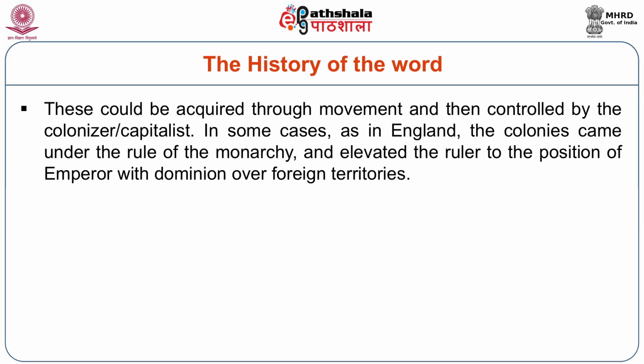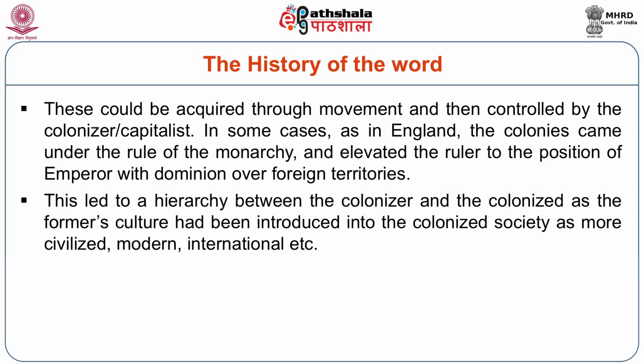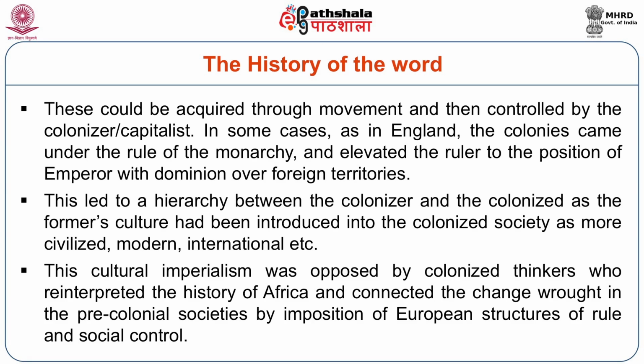In some cases, as in England, the colonies came under the rule of the monarchy and elevated the ruler to a position of the emperor with dominion over foreign territories. This led to a hierarchy between the colonizer and the colonized, as the former's culture had been introduced into the colonies as more civilized, modern, international, etc. This was reinterpreted by the colonized people in Africa, who connected the change wrought in pre-colonial societies by imposition of the European structures of rule and social control.